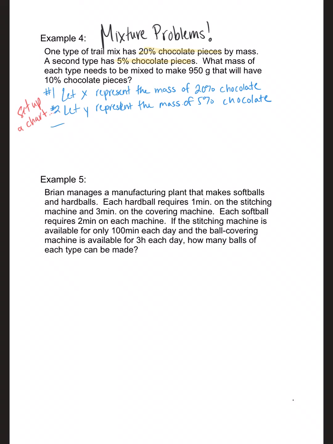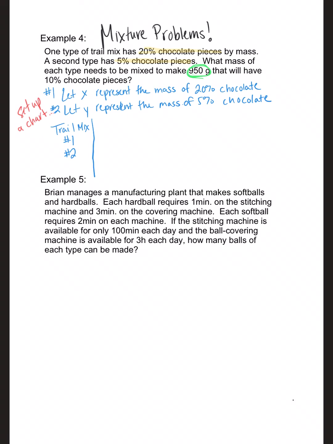Okay, so we're going to set up a chart representing our trail mix. So we have trail mix number 1, we have trail mix number 2, okay? And then let's look at some of the information we have here. So it says what mass of each type needs to be mixed to make 950 grams. So I'm just going to circle that because that's 950 grams. This is one of the things we're trying to figure out. So it needs to be mixed to make 950 grams, okay?